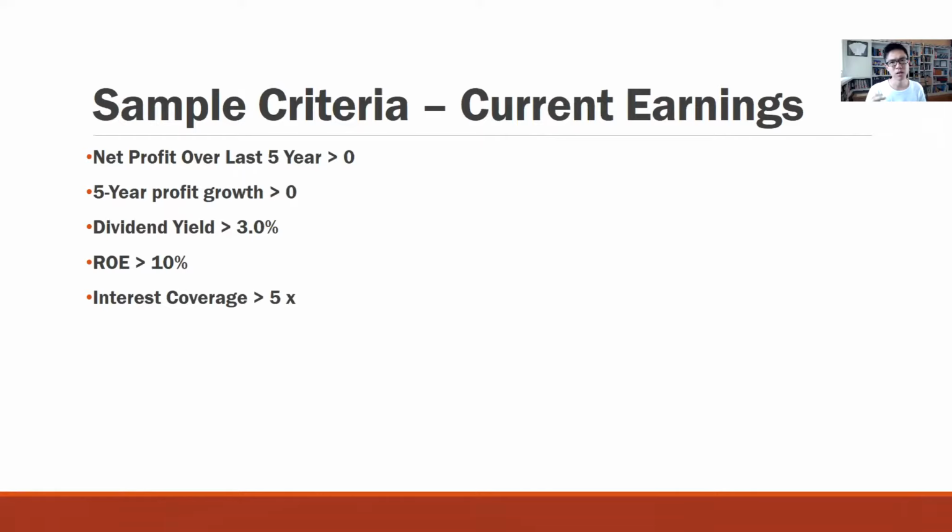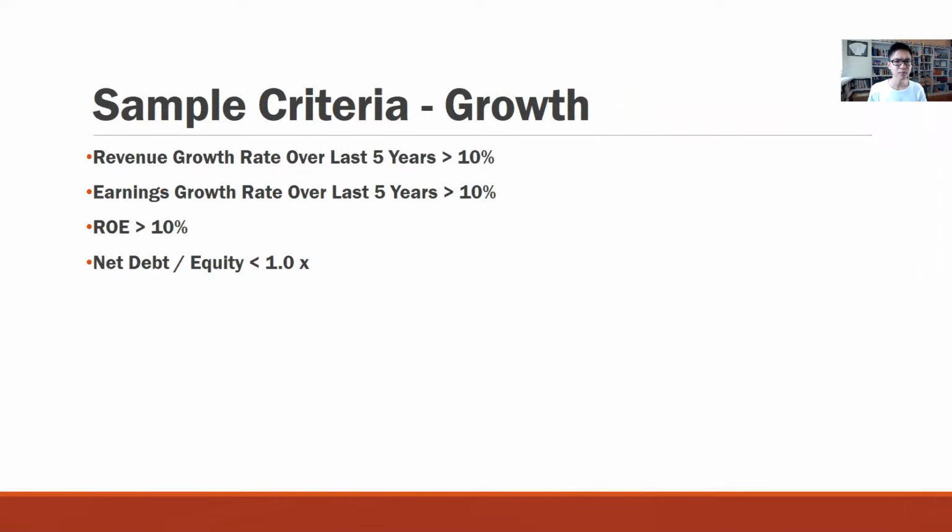Lastly, again, you want it to be able to service its own interest and debt, and make sure that the cash coming from the company is not affected by its debt. So you want maybe their interest coverage to be sufficient, more than 5, or another figure that you are interested in. So these are some of the sample criteria you might choose if you are an income investor.